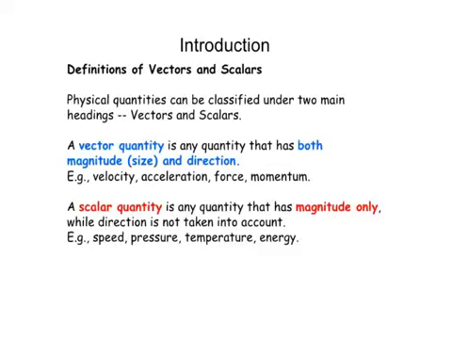Today in this lecture we will study the physical quantities. The physical quantities can be classified into two types. Number one, vectors, and number two, scalars. A vector quantity is any quantity that has both magnitude and direction.